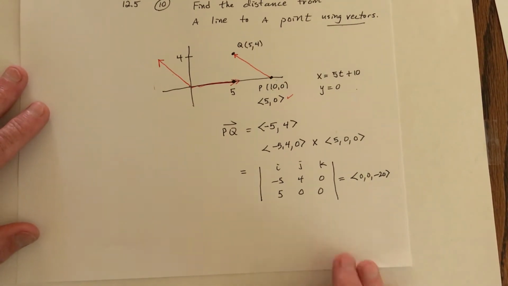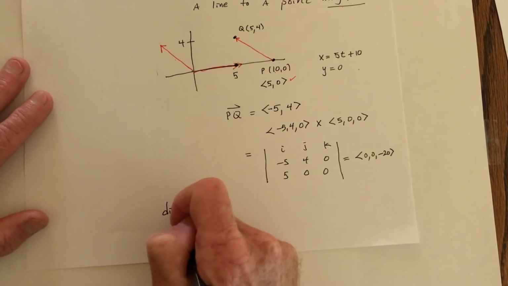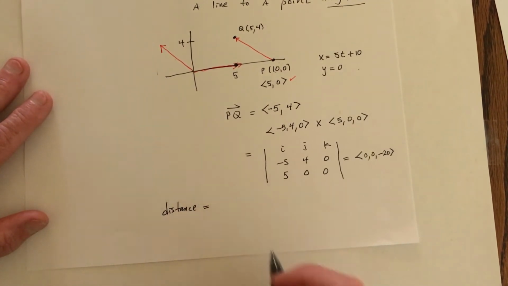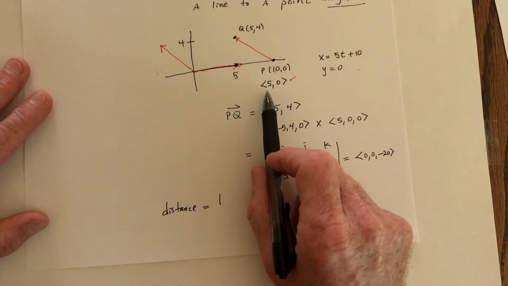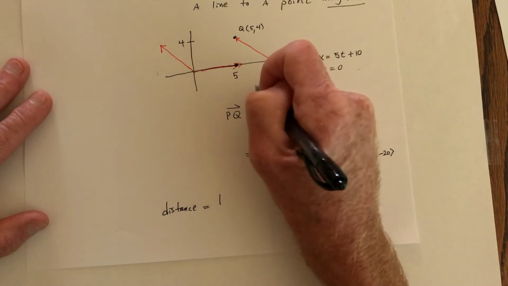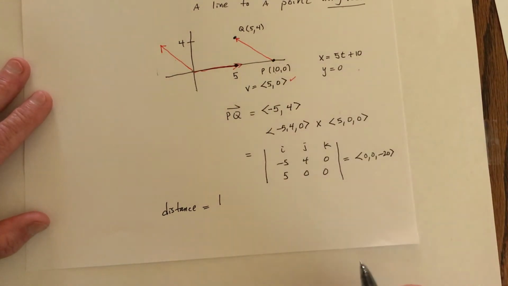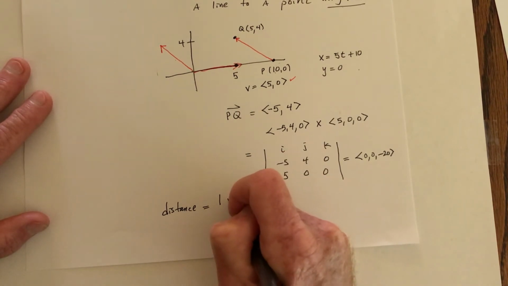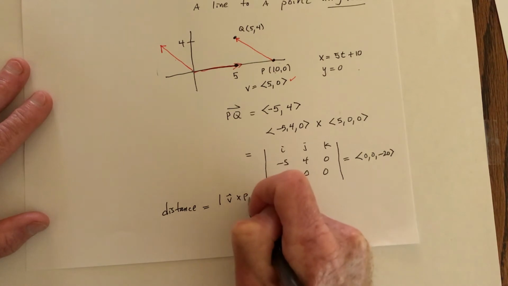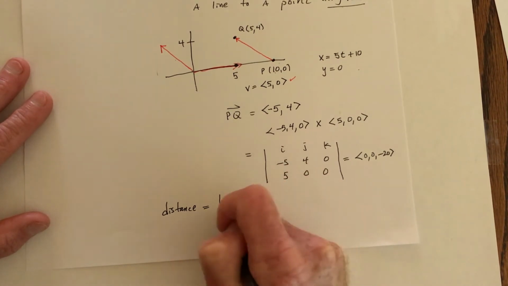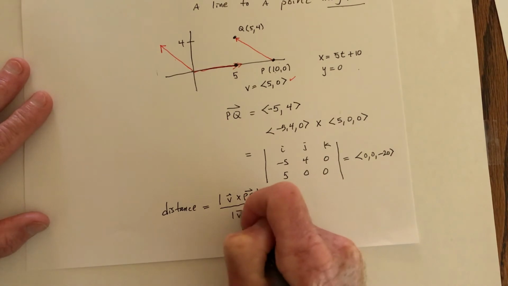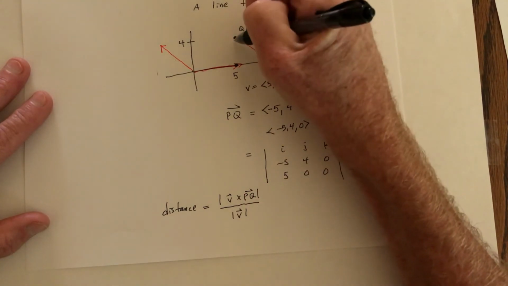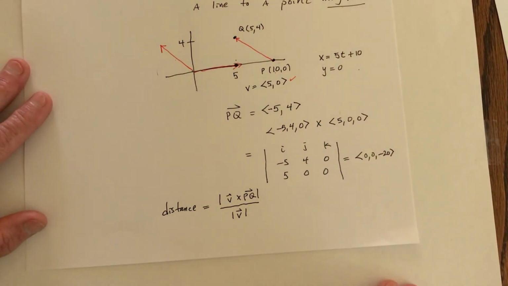Okay, so then the distance will equal, you take the magnitude of the cross product. So this vector right here, I'm going to call that the vector v that comes from the line. So we took the cross product of these two, so take vector v cross product with PQ, and then we're going to divide by the length of vector v. And that will give us this distance, which should be a 4.